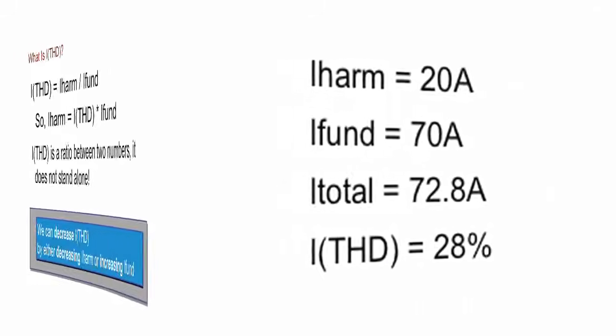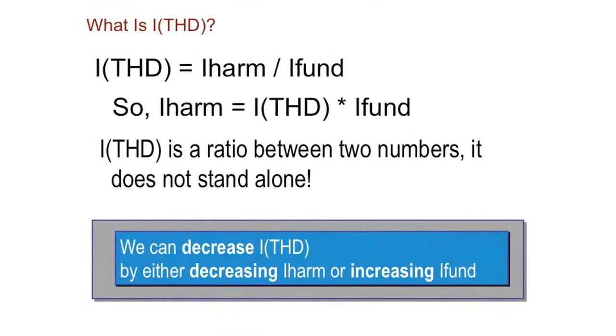of 28%. If we look at current distortion, and everybody likes to talk current distortion, it's real easy to remember something. If I increase the fundamental, my current distortion will go down, right? It's a ratio that we're working with.